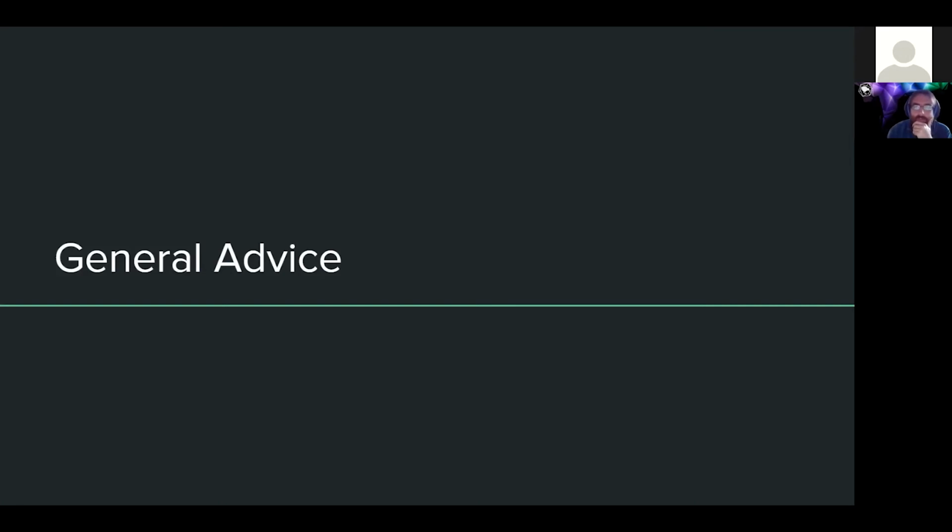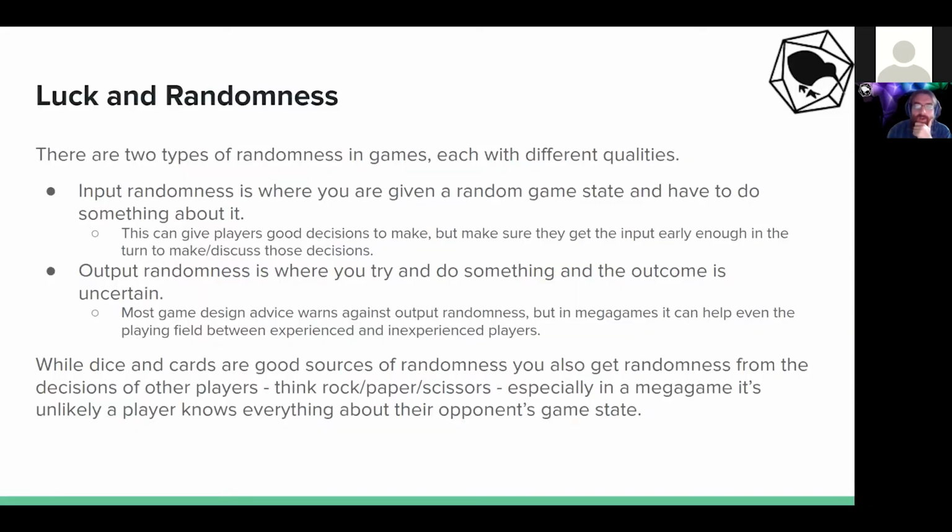So I've just got some bits of general advice. Luck and randomness. We've got two main types of randomness in games that are important to know about. There's a lot more reading you can do about these, but input randomness, you are given a random game state and then you have to do something about it. So if you're dealt a hand of cards and those cards are resources, that is input randomness. You've now got them and now you can do something with them.